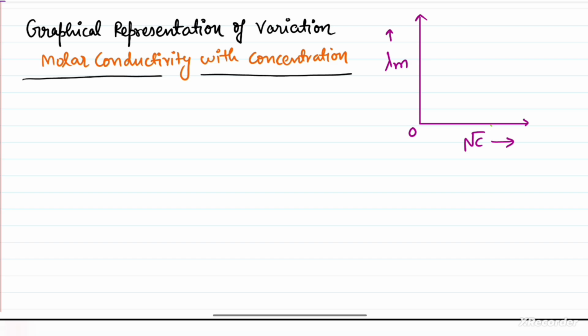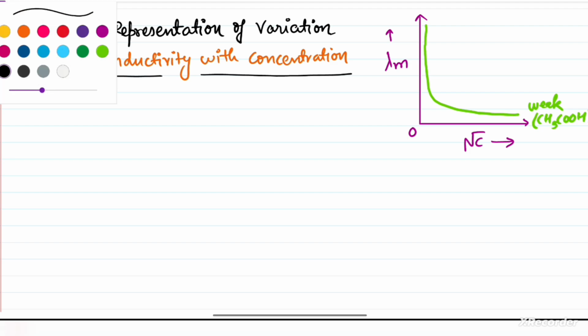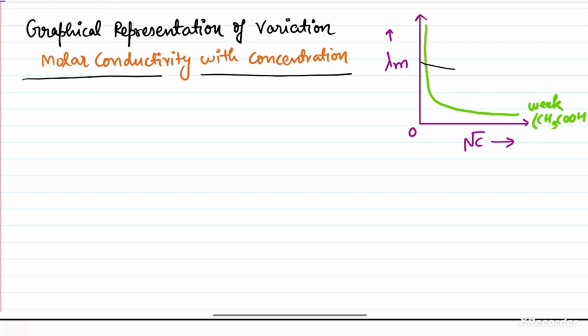So on this axis we have concentration C, and on this side we have molar conductivity lambda m. Suppose we have two different electrolytes. The weak one varies like this. We can take any weak electrolyte like CH3COOH or any other carboxylic acid. Then in case of a strong electrolyte, it varies linearly like this. A strong one like we have KCl, NaCl, etc.